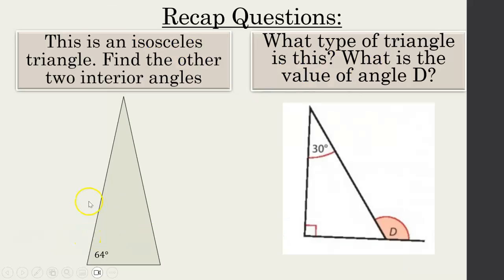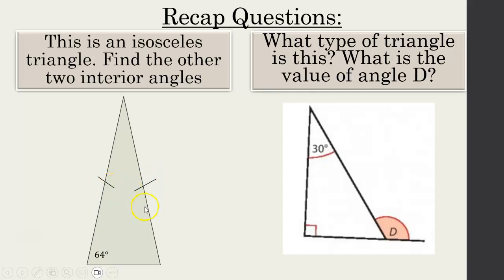Okay, here are some recap questions. You can pause and do them. So the first one, this is an isosceles triangle. Find the other 2 interior angles. So, looking at the triangle, which 2 sides are the same? It's kind of obvious. It's going to be these 2 sides, because it's hardly going to be this side. It's very small. These 2 sides are quite long, so they're going to be the same.